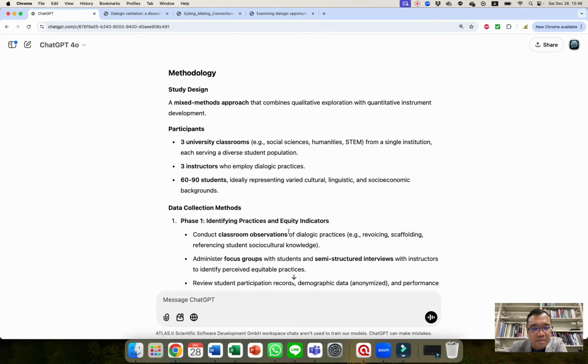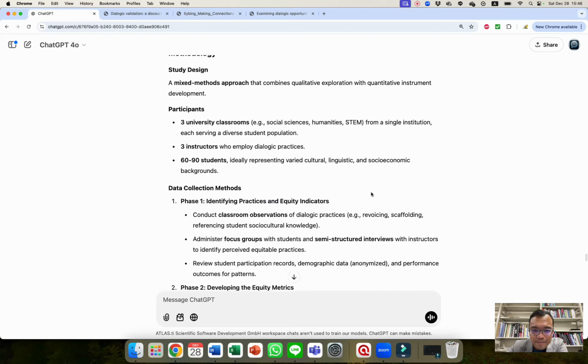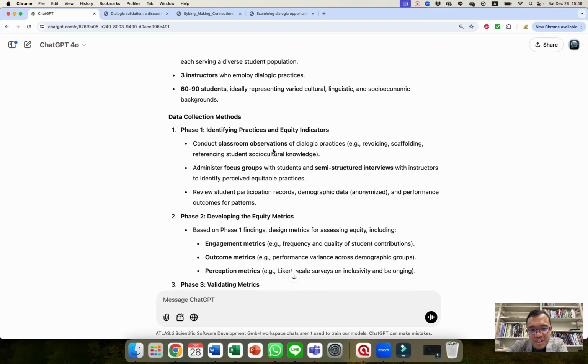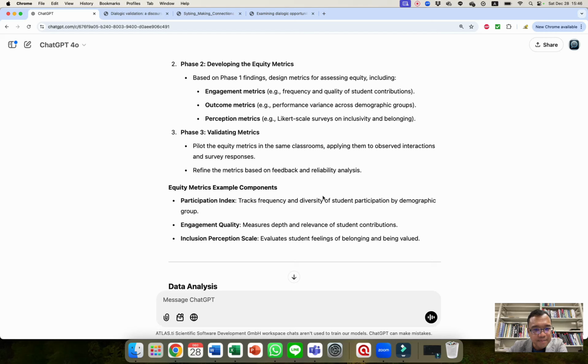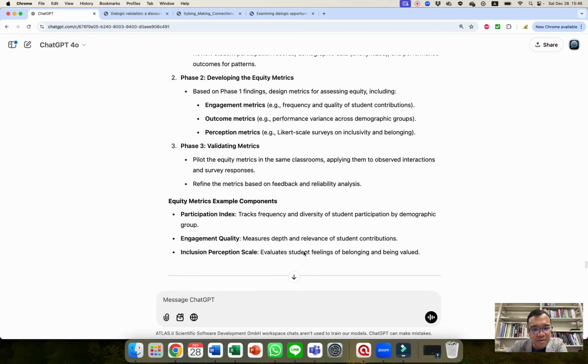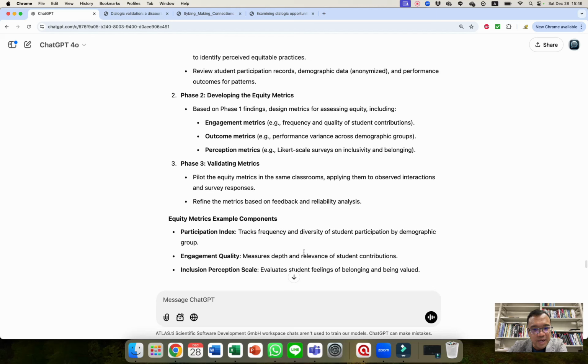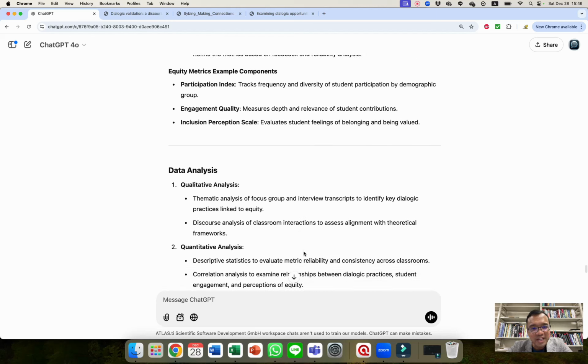Again, we go back to a mixed methods approach, which is fine because this study will look for quantitative indicators that we can measure. So identifying practices such as classroom observations, focus groups, semi-structured interviews, engagement metrics, outcome metrics, and so on. So I guess this would be useful if you are looking to create new measurements for classroom research.